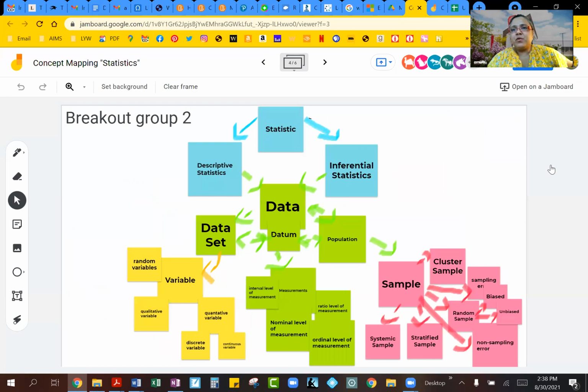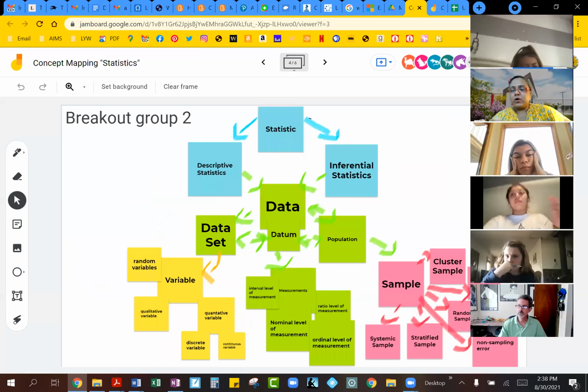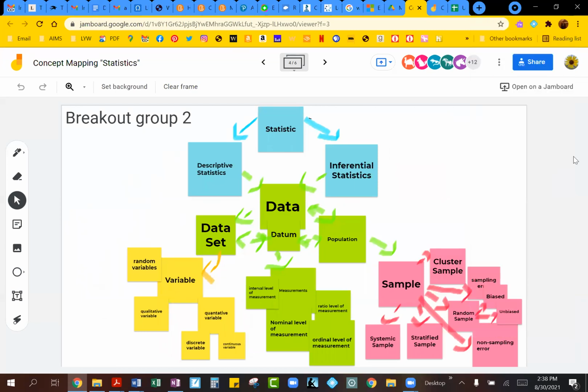And again, if someone from group 2 would just highlight what your thinking process was as you were coming up with your concept map. So kind of what we were thinking is statistics. We broke it up into 2 major groups, which is descriptive statistics and inferential, but both of them rely on data. So in order to get data, you could either get population and then a sample, which led to the other clusters, or you could get variables from a data set or measurements from data too. That's why we put data and datum in the middle.